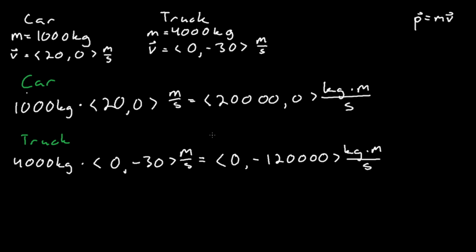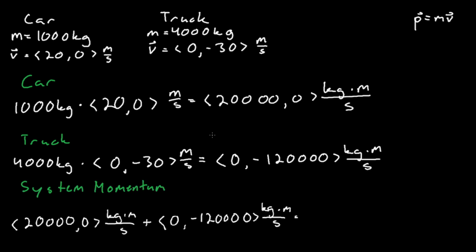But we can add the momentums of the car and the truck together. So add these two vectors together. And once you add the two momentums together, you will get a total momentum of <20,000, -120,000>. So if you're looking at some effects of some collision or some interaction between these two vehicles, then the momentum of the system before and after must be the same. So again, I'll have a video on the conservation of momentum in the description to help you.